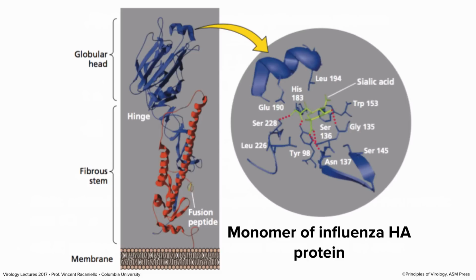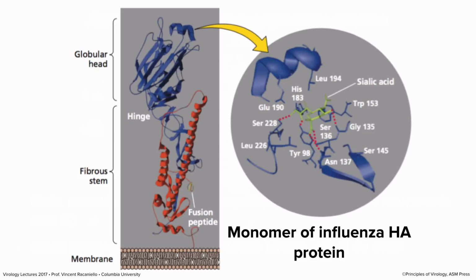Now let's look at this interaction a little more carefully. Here is a crystal structure of the influenza hemagglutinin molecule on the left. Again, derived by X-ray crystallography a number of years ago at high resolution, so we know where every atom is located in 3 dimensions. It's a membrane protein. There is a part of the protein that extends through the viral membrane, and then there is a fibrous stem made of alpha helices, and then a globular head made up of beta strands.